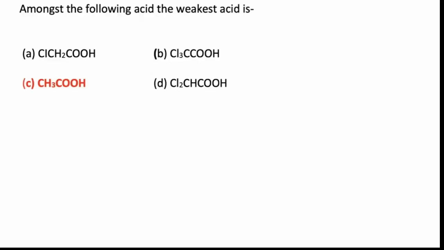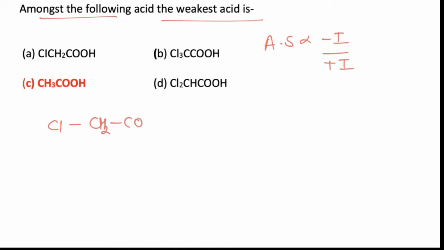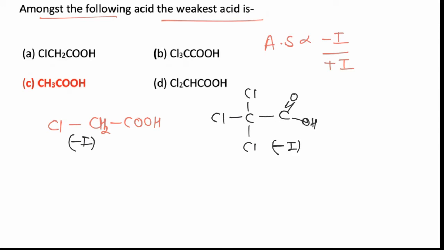In this question we have to find which of the following is the weakest acid. Now acidic strength depends on the minus I group. With increasing minus I effect, acidic strength increases, and with increasing plus I effect, acidic strength decreases. Now in the first case, ClCH2COOH, Cl has a minus I effect, so minus I is present. In case B, trichloroacetic acid, 3 Cl groups are present which have a minus I effect, so the minus I of 3 groups is present in this molecule.